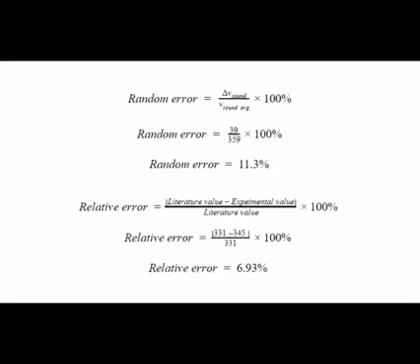This presented a percent error of 6.93% from the literature value of 331 meters per second, and a random error of 11.3%, showing a total systematic error of 4.37%. It showed that our value for speed of sound was 345 meters per second from the literature 331, and had a random error of plus or minus 39 meters per second.